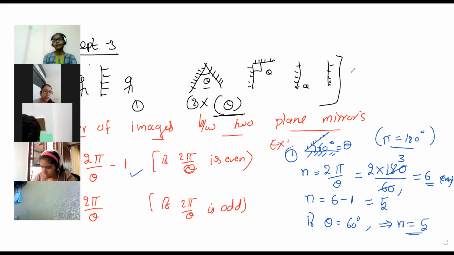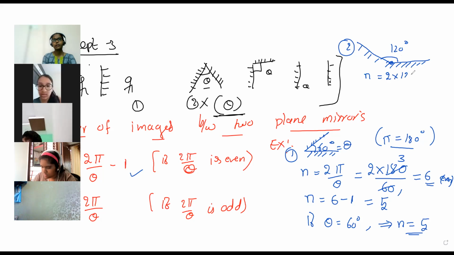Okay, we'll take two mirrors at an angle of 120 degree. One mirror is like this, and the other mirror I kept like this. Children, here two mirrors I kept at an angle of 120 degree. Can you try, children, what will come here? 2 into 180 degree divided by theta. 2 pi divided by theta is how much?